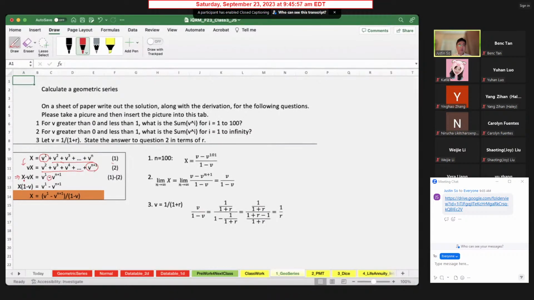Now take out the common factor X, then left with 1 minus V, and then the same. Now what is our goal? Is there a simpler expression for X? This is the annuity X, by dividing by 1 minus V. So this is the expression. So to answer these questions here, you don't have to go further than this. It's because the question is asking V greater than 0 and less than 1.